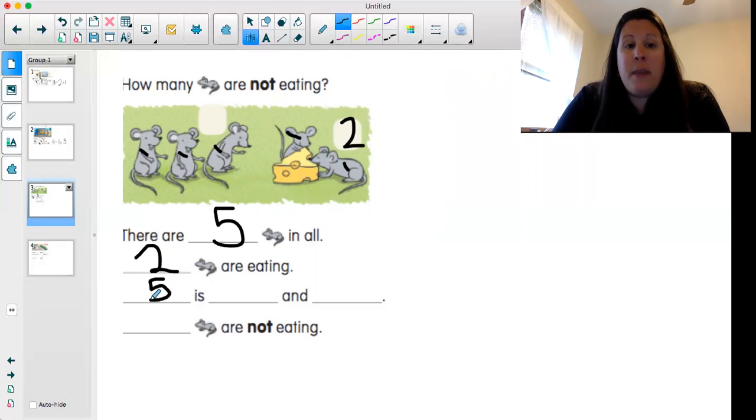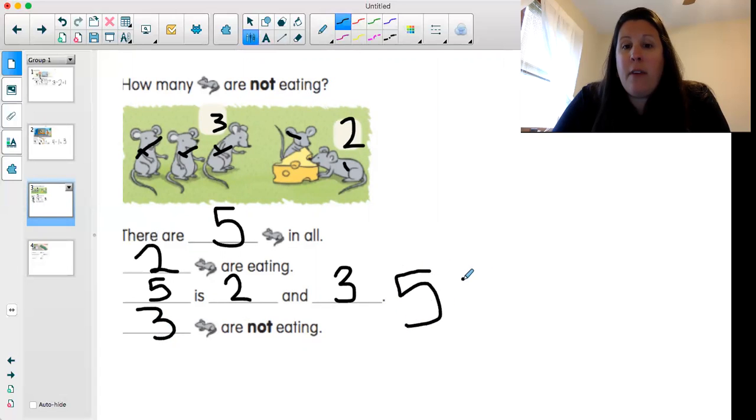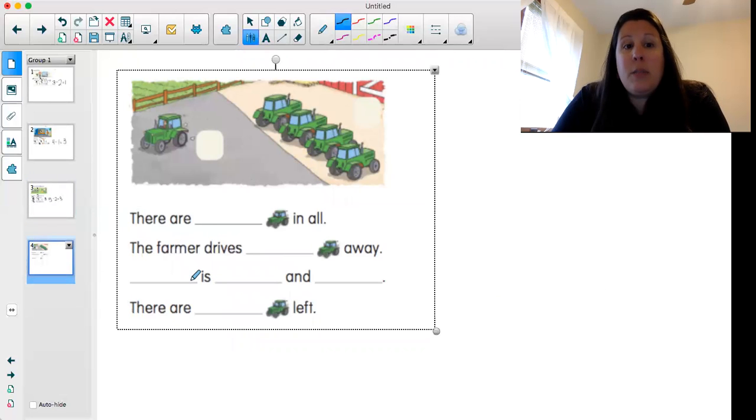So 5 is made up of one group of 2. And how many other mice are not eating? Let's go back. Cross and count again. 1, 2, 3. So 5 is 2 and 3. 3 mice are not eating. Let's write a number sentence. 5 minus 2 equals 3. And I bet they're very hungry. Let's go look at this one.